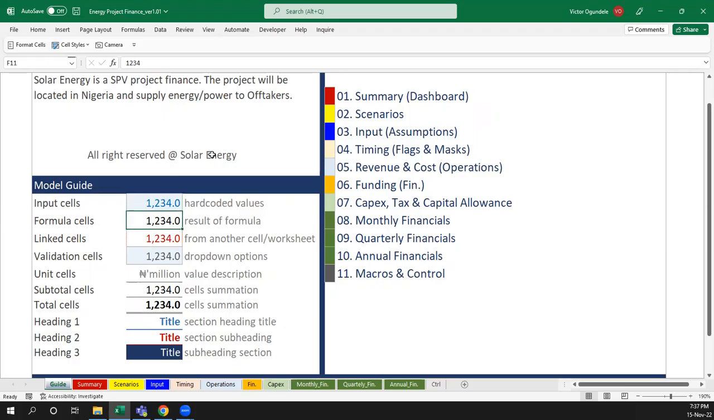The second one, formulas, is the result of one or two formulas being put together. Then the third one, which you see in red, means they are linked from another worksheet. So you can also see the short description of what they are. Any cell that contains a drop-down option will look like this. So you have that here.